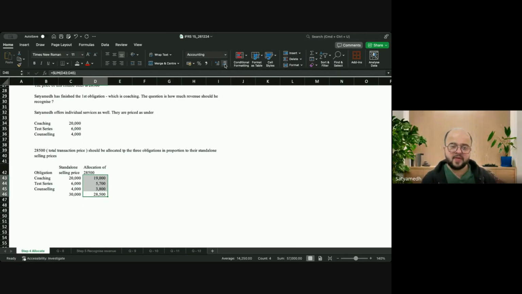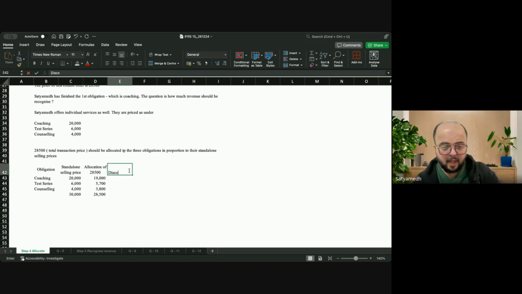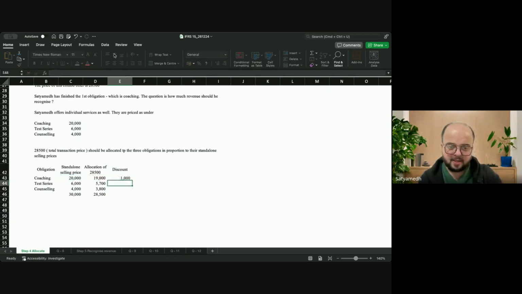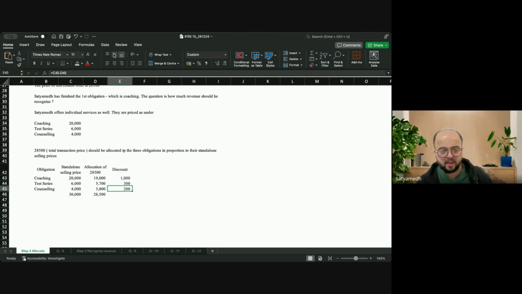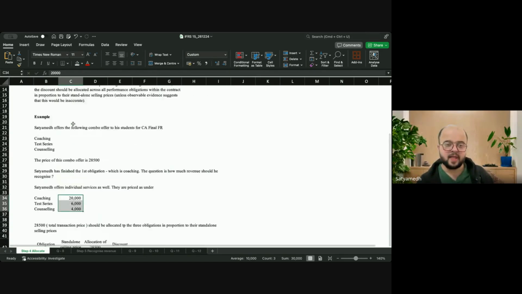Now, if Satyamit has finished the obligation of teaching, he can recognize 19,000 as his revenue. You should not divide it equally. It should be split in the ratio of the standalone selling prices of each component. Now, if you think about it, a discount has been offered. And what is the discount? 20,000 minus this. Even the discount is split in the ratio of the values of standalone selling prices.